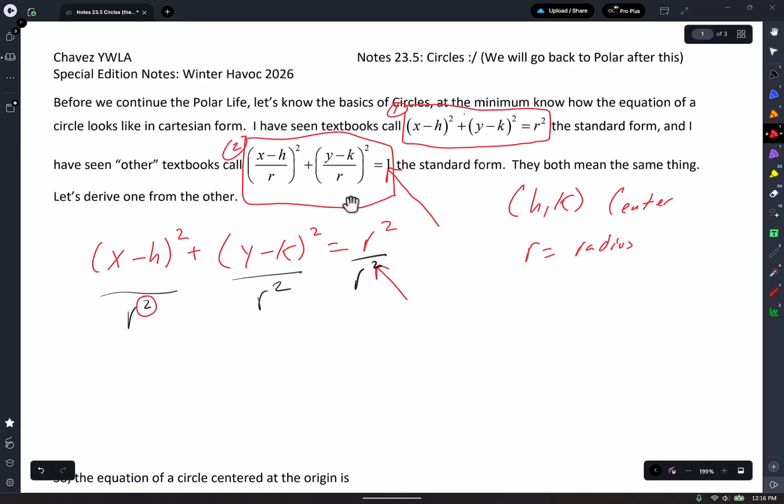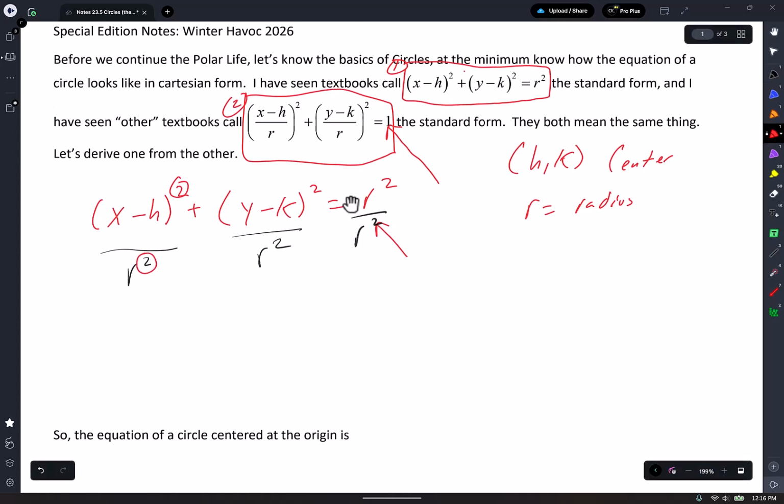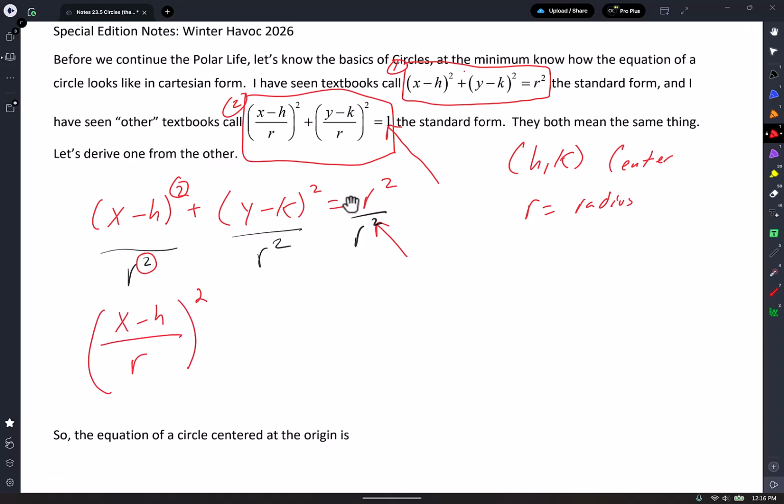And then I notice the law of exponents. So I have a square here, I have a square here, so I can just write one giant parenthesis like this: (x minus h all over r) squared plus (y minus k all over r) squared equals 1. I know we're talking about circles. Notice this is equation 2. Sometimes they call this r of x, sometimes r of y, and they say that these are radii, because I have an x radius and a y radius. If rx equals ry, then we have a circle.